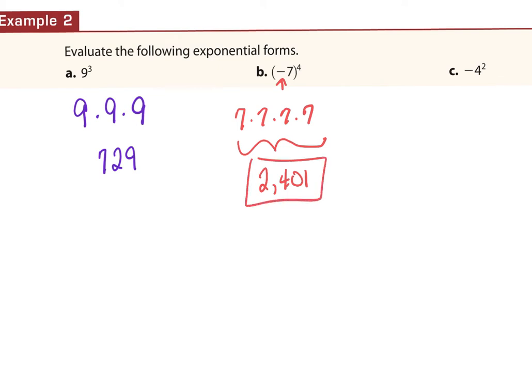All right? Look at the last one. Is my answer positive or negative? Negative. It's negative. That negative is not part of the exponent. So I technically have a -1, and I am multiplying it by 4 squared. 4 squared is positive, right? But when I multiply it by that -1, my answer is negative.